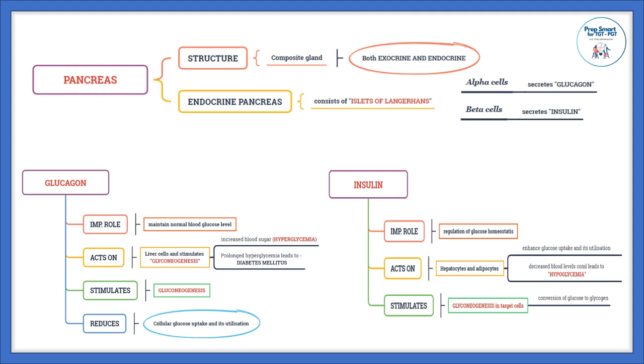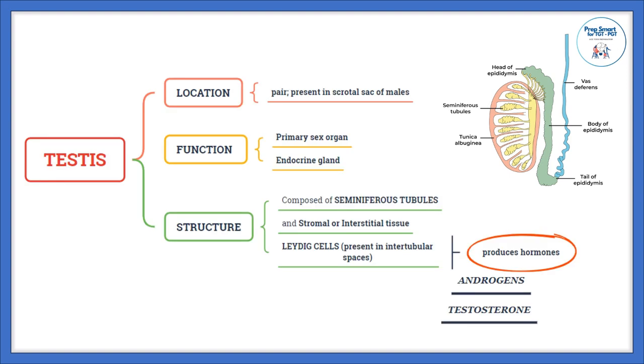The next gland in the endocrine system is testes. The location is the scrotal sac of males. It has a function of both a primary sex organ and an endocrine gland. We will focus on the endocrine portion. Structure: it is composed of seminiferous tubules and stromal or interstitial tissues.